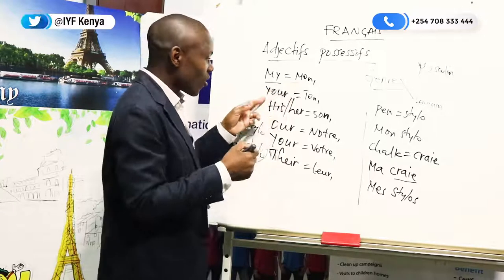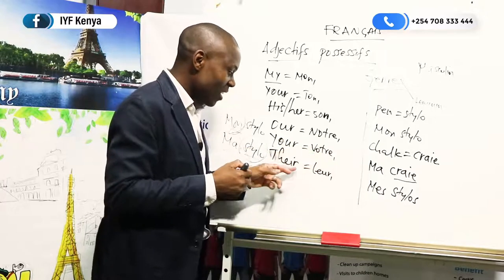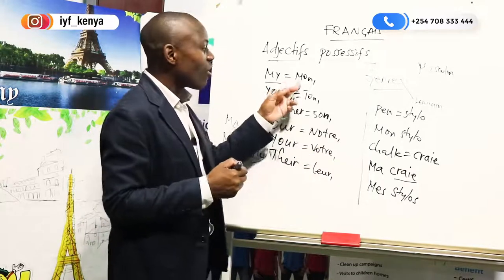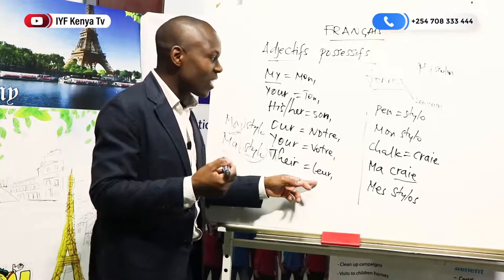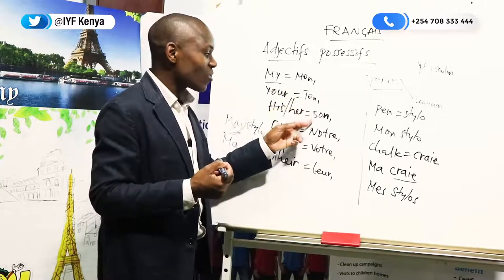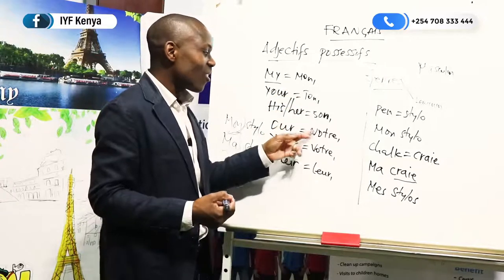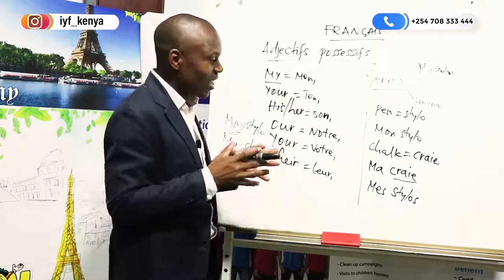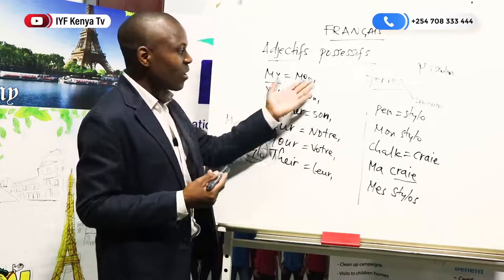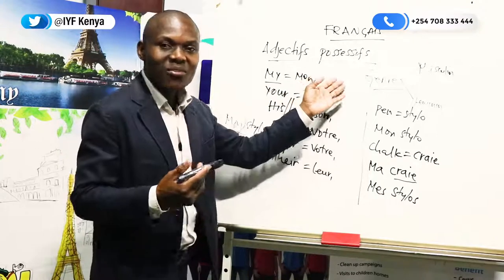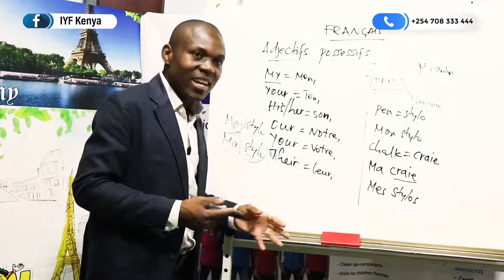My is mon, your is ton, his or her is son, our is notre, this one is votre, and this last one is leur. So we have mon, ton, son, notre, votre, leur. They sound like this. Mon, ton, son, notre, votre, leur. As we continue with our lessons, you will understand that sometimes you will be having ma, other times you'll be having mes, ta, tes, sa, ses, nos, vos, and leurs, something like that.